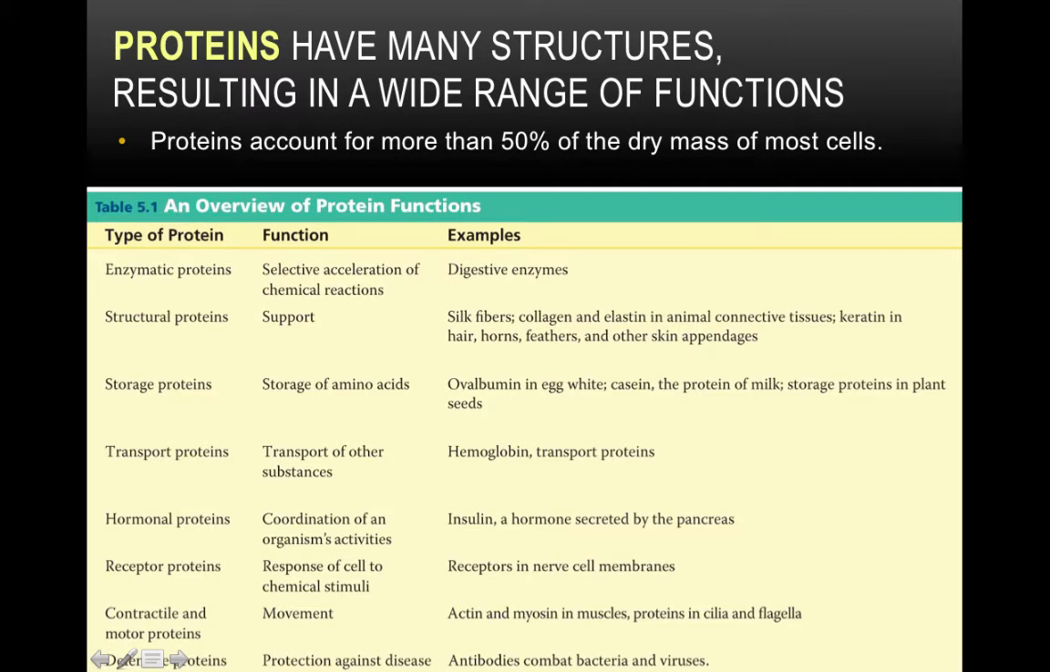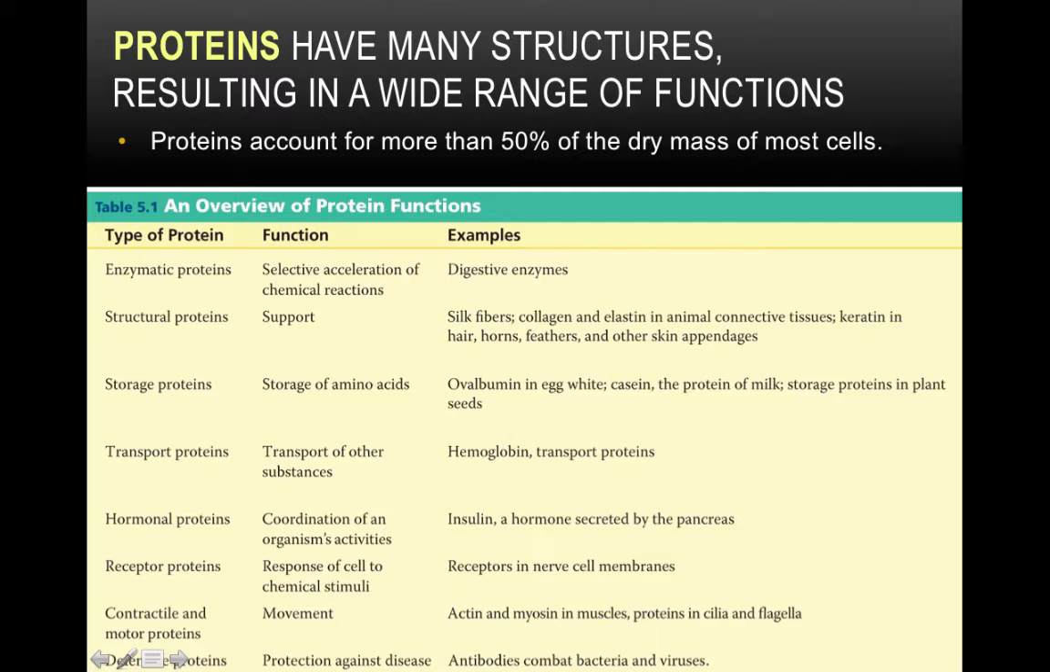Welcome to your third lecture for Chapter 5, Biological Molecules. Previously, we discussed two classes of biological molecules, carbohydrates and lipids. Today, we are moving to a third class of biological molecules, proteins. Proteins have many different structures, and each structure has a specific function.